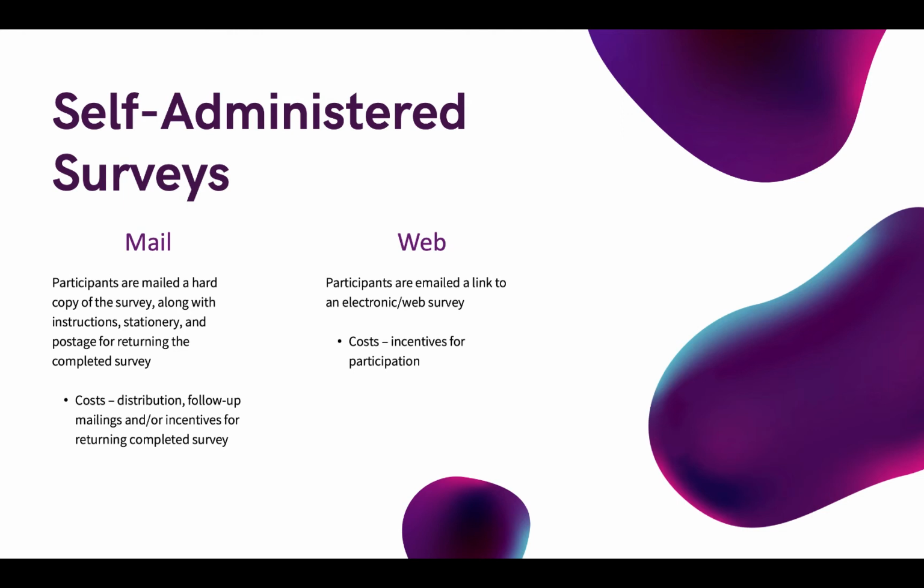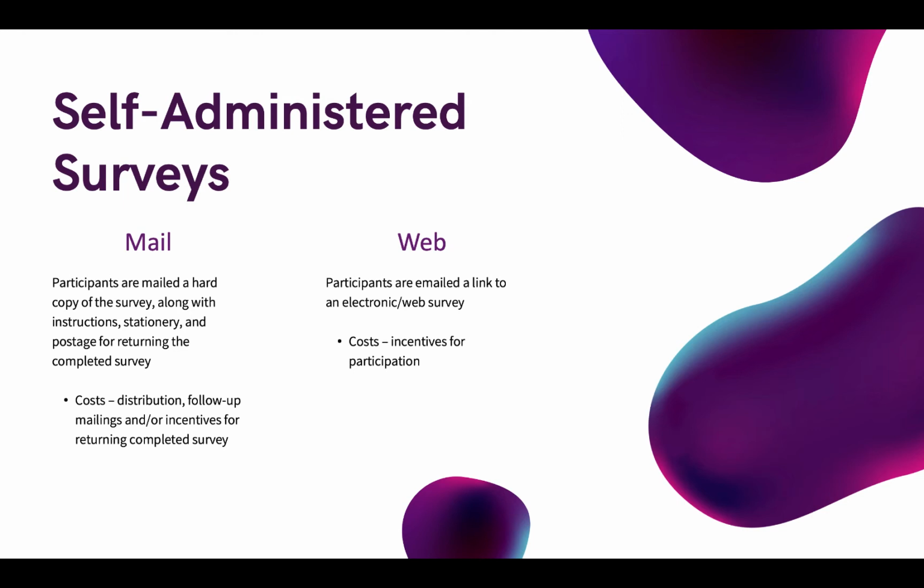Oftentimes when you want to increase response rate, you may mail out an incentive saying, hey, if you complete this, we'll give you an Amazon gift card, or we'll send along a check for a certain amount of money. So all of those are costs associated with mail-in surveys.